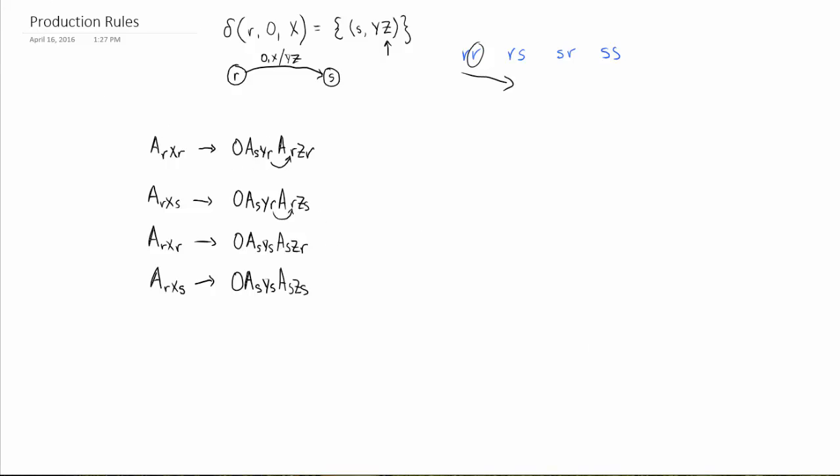Now it's important to remember that these are subscripts, which means that it's not like A, R, Z, R like that. It's more like A with subscripts R, Z, R like that. It's kind of hard to write out, so I apologize.